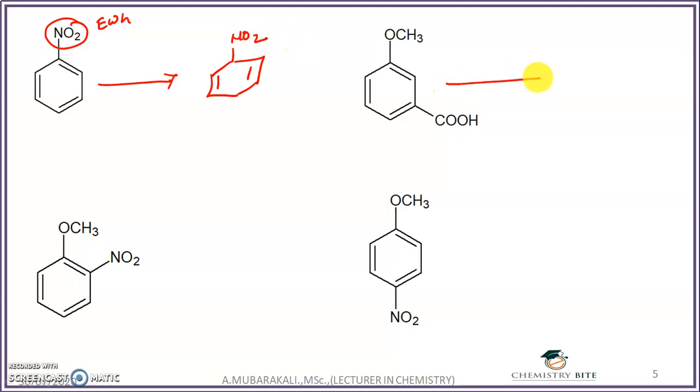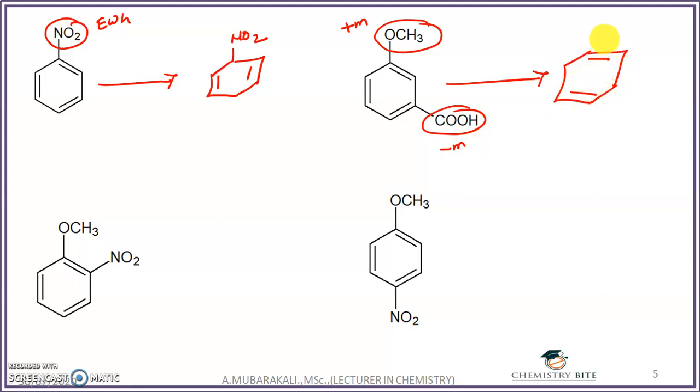Suppose you have this molecule, where you have two types of substituents on the benzene ring. Here you can see OCH3, which is a plus M group, an electron releasing group, and COOH, which is an electron withdrawing group, a minus M group. The product will be like this. That means the electron releasing group should have the unsaturated double bond on it, and the electron withdrawing group will have the saturated bond like this.